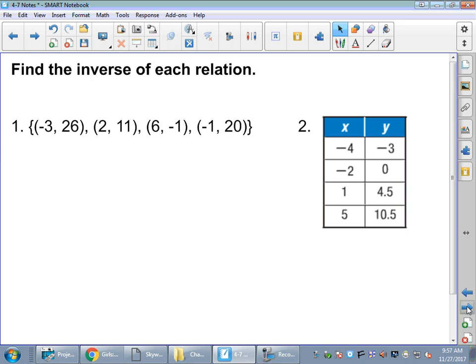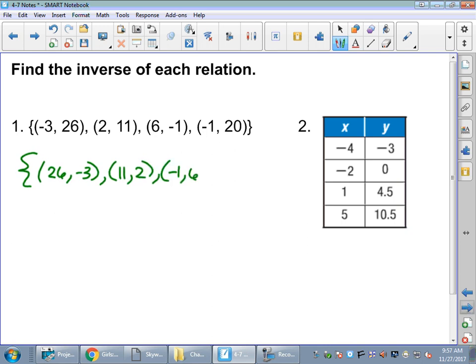So if you look at the first example here, we have a set of ordered pairs. It is true for all of the ordered pairs. So instead of having -3, 26, we'll have 26, -3. You switch the order. Instead of 2, 11, we'll have 11, 2, then -1, 6 becomes 6, -1, and 20 becomes 20. Notice I maintain the signs. It's just the x becomes the y and the y becomes the x.